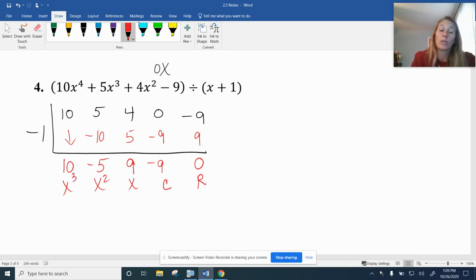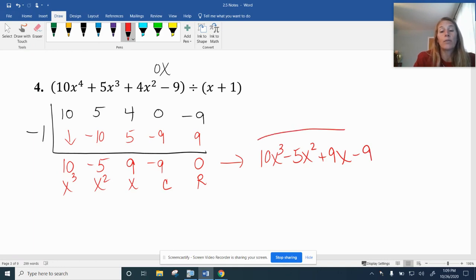The fact that I end up with an x cubed as my lead term makes sense considering I had an x to the 4th and I was dividing one of the x's out of it. So my answer would be 10x cubed minus 5x squared plus 9x minus 9. And I don't have a remainder for this problem, so I don't have to worry about that.